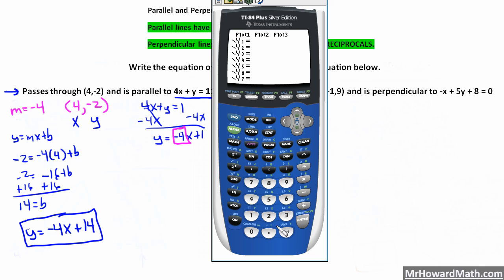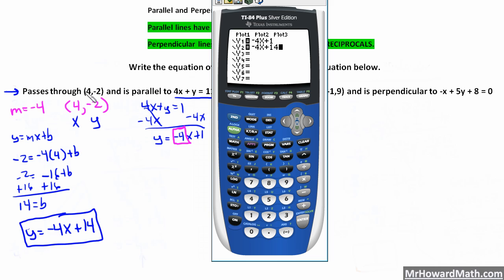So we'll put our original in, negative 4x plus 1, and the most important part is to put our second line in, negative 4x plus 14. We can look at these lines and tell that they're definitely parallel because they have the same slope. So that part right here we've checked off.